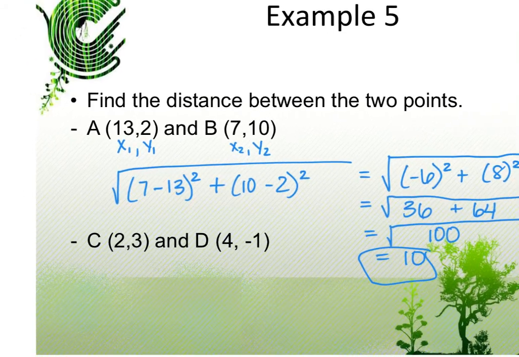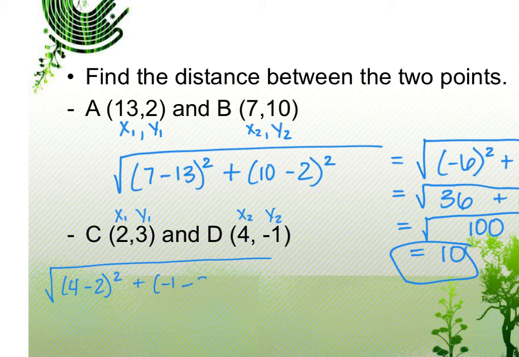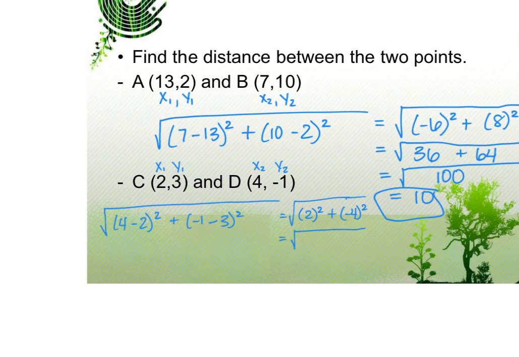All right, let's do the same thing for C. Let's label C our x1, y1, and then D will be our x2, y2, okay? So again, start off with the square root of (4 minus 2) squared plus (negative 1 minus 3) squared. From here, 4 minus 2 is just 2 squared, plus negative 1 minus 3 is negative 4 squared. Two squared is 4. Negative 4 squared is 16. 4 plus 16 is the square root of 20.